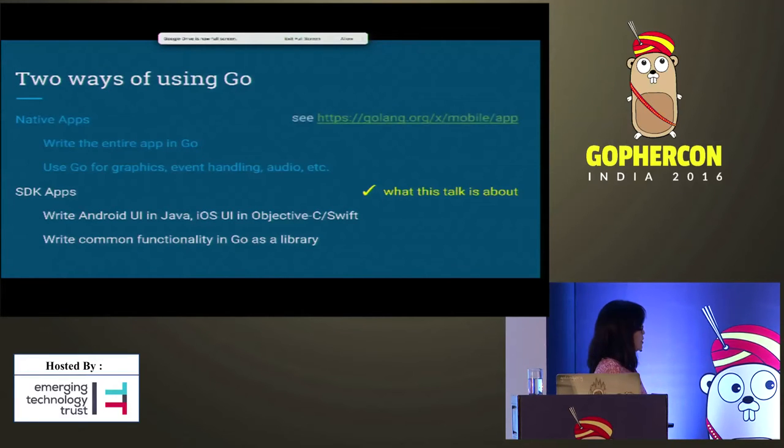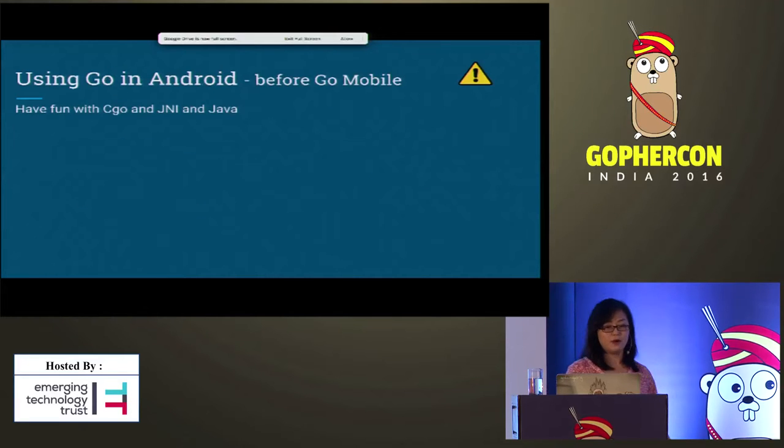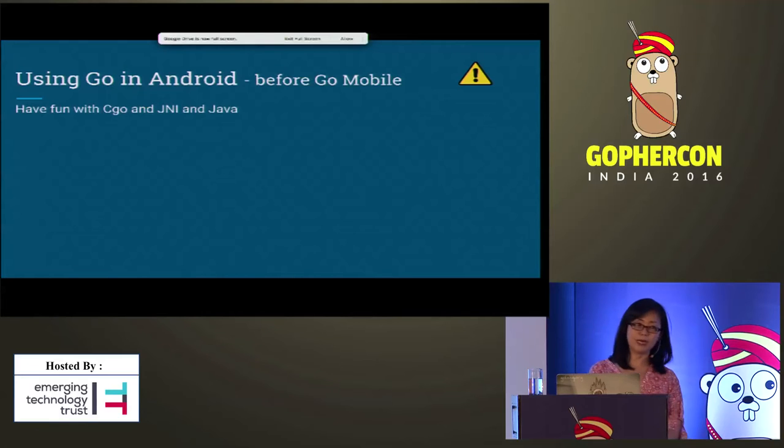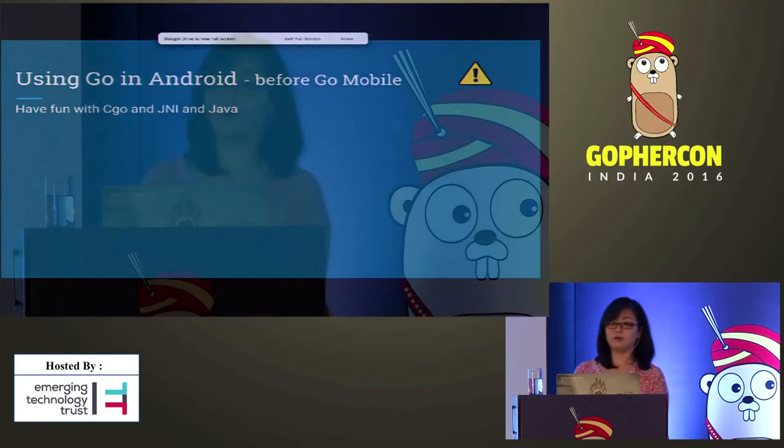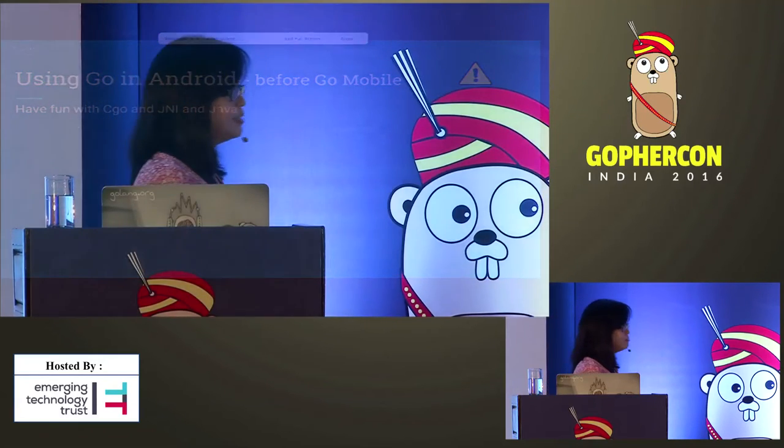So for native apps, you can see this link, the mobile app package documentation. It actually describes how to use the tools and what the concepts are, what packages are available. But today's talk is about how to use this tool to develop SDK apps. So, Go includes this mobile platform support. In theory, you can write the Go app, mobile app, without using any tools or packages from the mobile subrepo. Basically, what it means is you should have fun with C, Go, JNI, and Java.